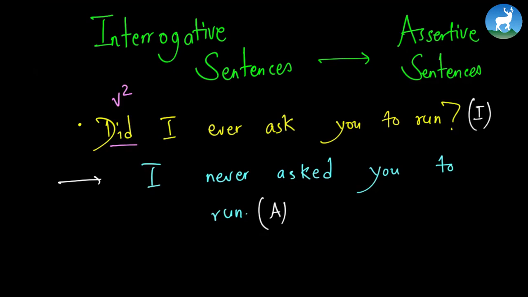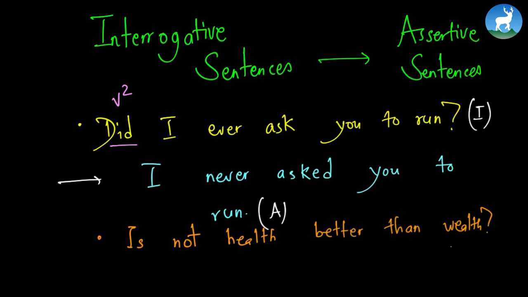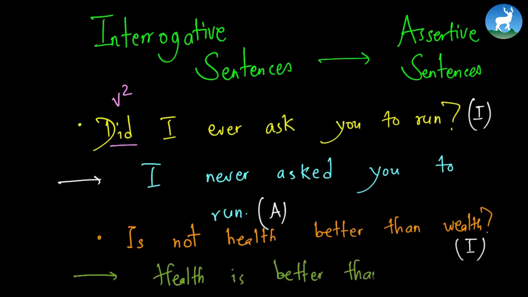Moving on, I can write another sentence. Is not health better than wealth? Clearly, this is a question, so it is an interrogative sentence. How can you change this into an assertive sentence? You would say, health is better than wealth, and that is an assertive sentence.